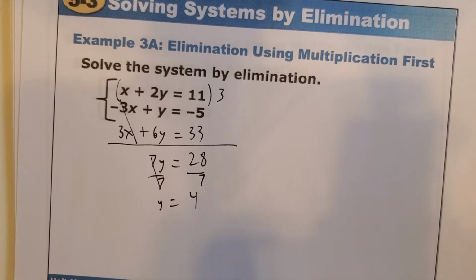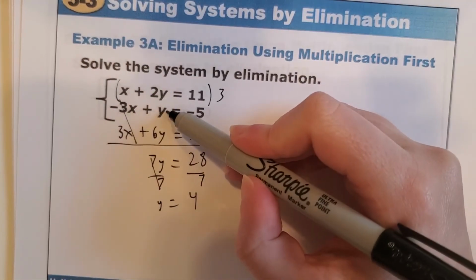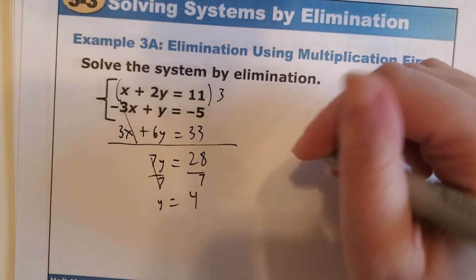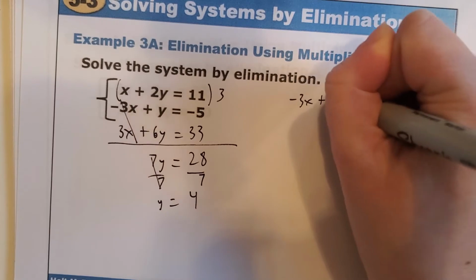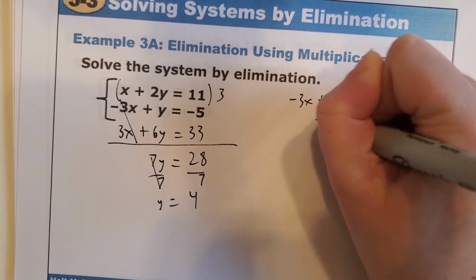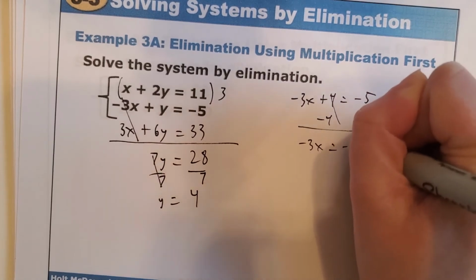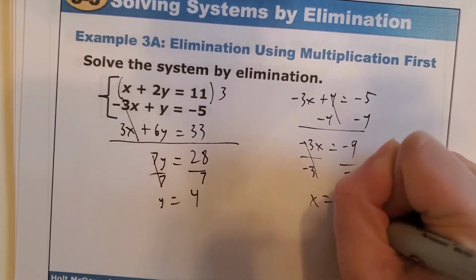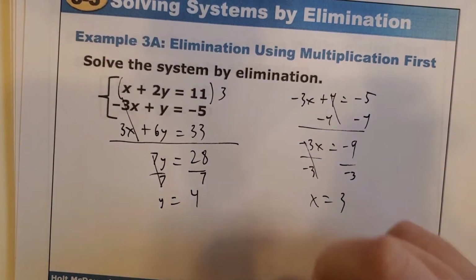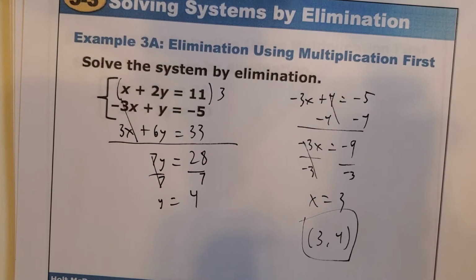And then the rest of it's the same. Plug 4 into either one. I'm going to do the second one because, again, there's no coefficient on that one. So negative 3x plus 4 is negative 5 minus 4. Divide by 3. So x equals 3. And then we write our final answer as an ordered pair.